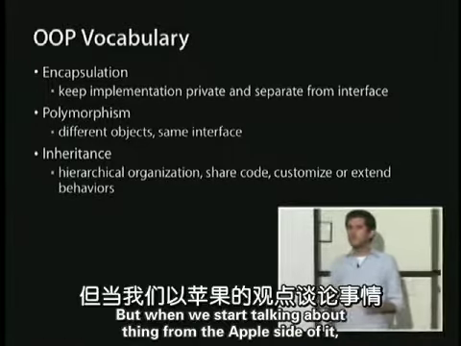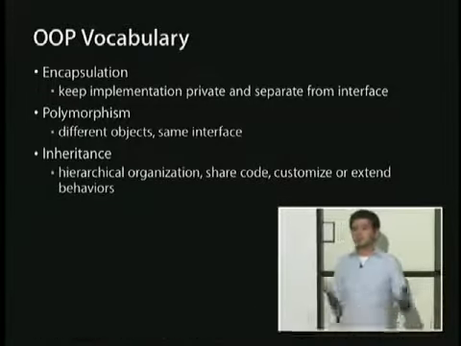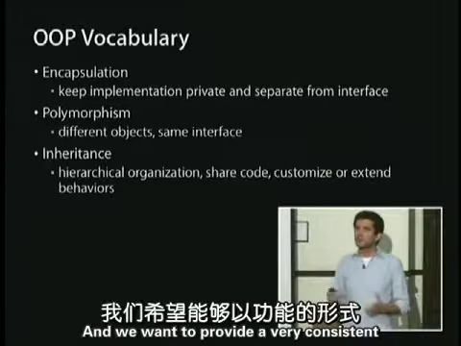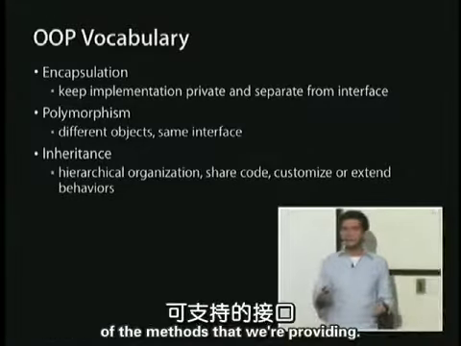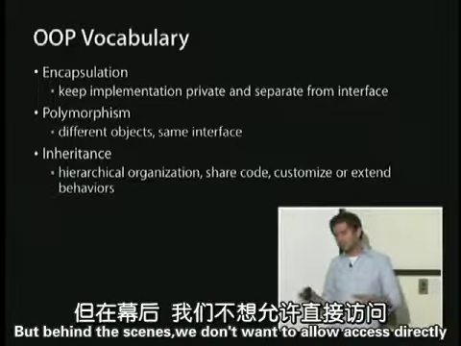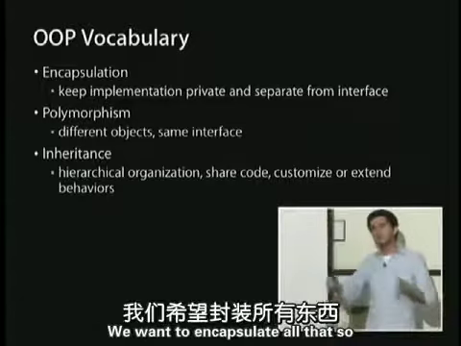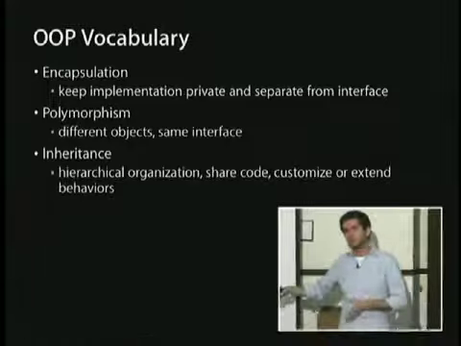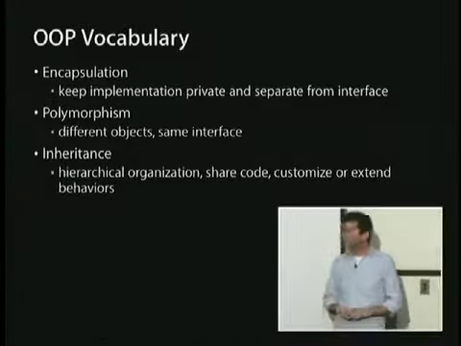But when we start talking about things from the Apple side, or the framework side, we're exposing most of our interfaces to application developers, to you guys, as objects. And we want to provide a very consistent and supportable interface to those things in the form of the methods that we're providing. But behind the scenes, we don't want to allow access directly to the instance variables or to the specific implementation details. We want to encapsulate all that so that we can keep supporting an interface and still have the flexibility to change the way we've implemented it behind the scenes. So that's the idea with encapsulation.